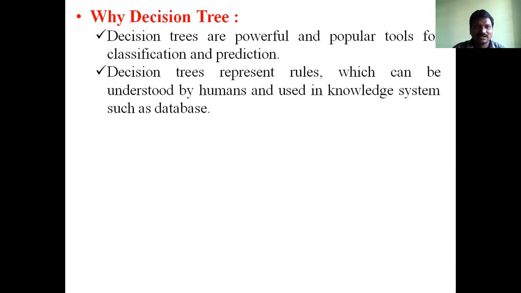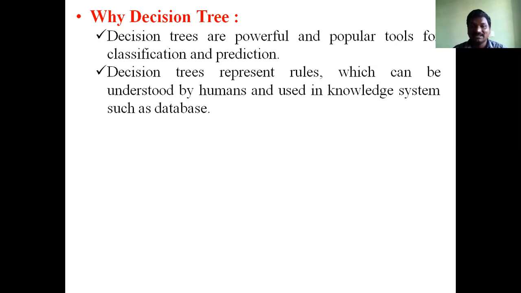Another important point here is why you need a decision tree. What is a decision tree? Why is it useful? You use it for classification. Decision trees are a powerful and popular tool for classification and prediction. Any person who doesn't have any programming knowledge can easily understand a decision tree. That's why it is a very powerful tool.